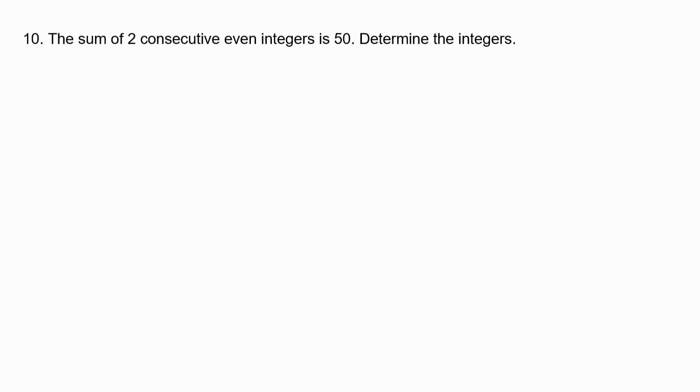Okay, problem 10: the sum of two consecutive even integers is 50. Determine the integers. What's different about this problem is that instead of just consecutive integers, I have consecutive even integers. So that means the numbers are like 8 and 10 or 20 and 22. Right, it's an even number and then the next even number.